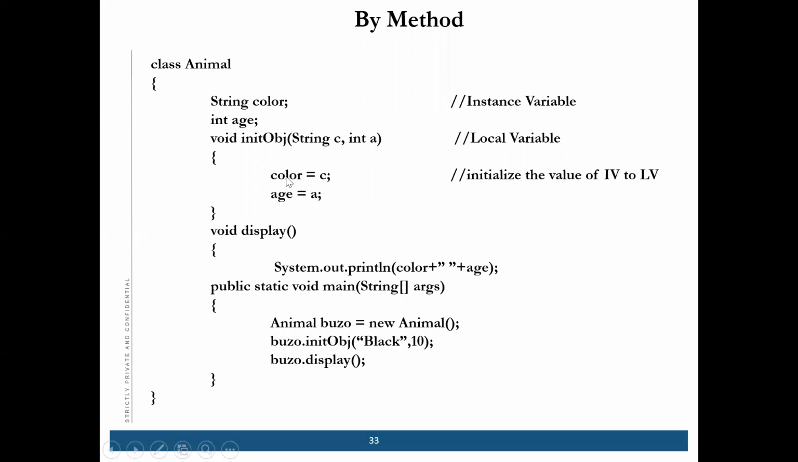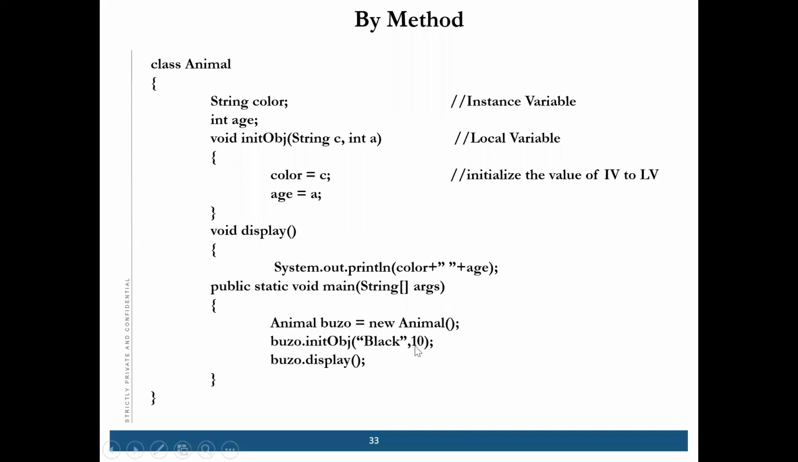ठीक है, now color value is black. Now this color value we wanted to print. Okay, what will happen? Here it will print color value. So यहाँ पर हमने now we are calling the display method, and we are printing the color and age here.